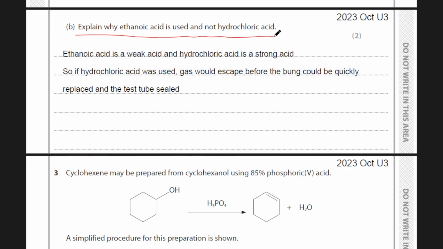Explain why ethanoic acid is used and not hydrochloric acid. Okay, so in this case, ethanoic acid is a weak acid and hydrochloric acid is a strong acid. So if hydrochloric acid was used, the gas would have escaped before the bung could be quickly replaced and the test tube sealed. So that is why it's important. A weak acid is being used, not a strong acid such as hydrochloric acid, because obviously the reaction would be very vigorous and the products would be produced at a very fast rate, and it would be very difficult to prevent the products from escaping.